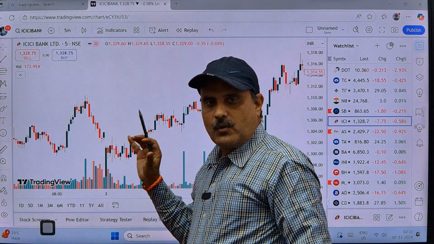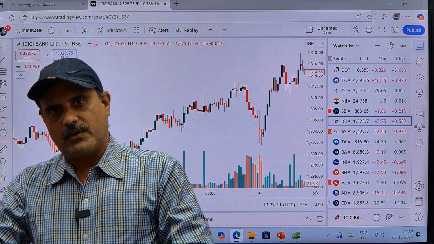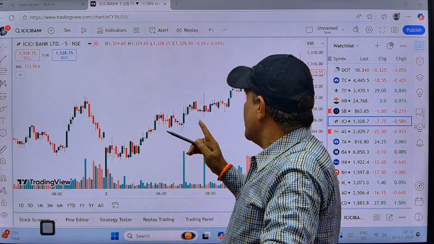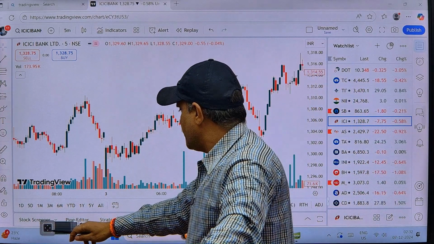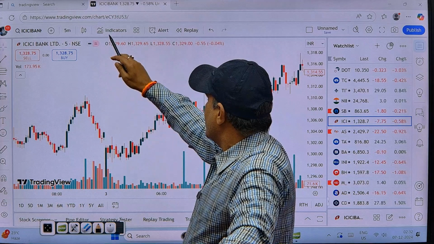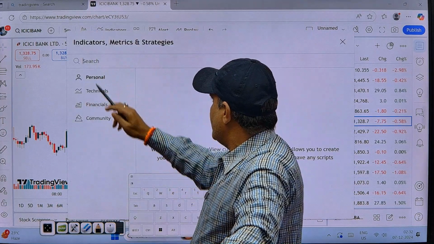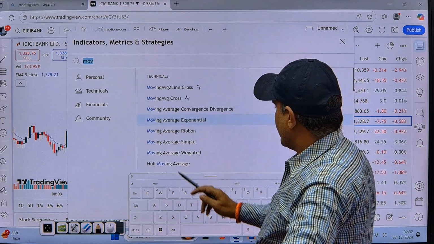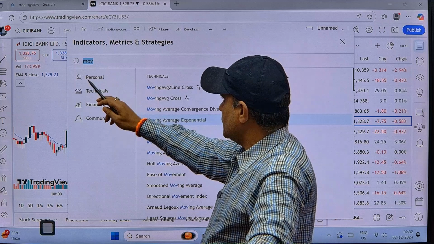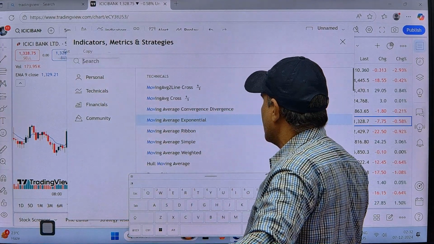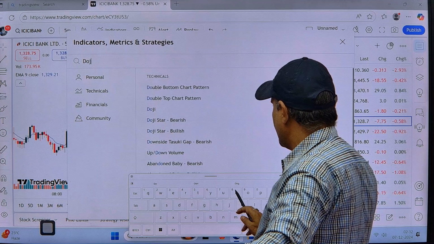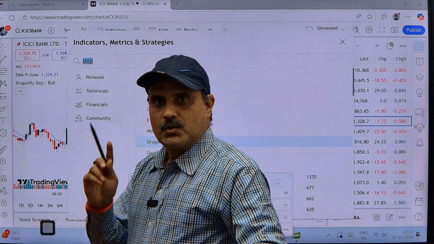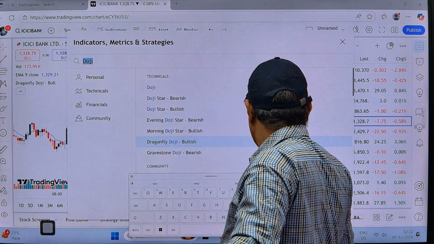TradingView is free of cost. You can just download it from the app store. We are going to put two indicators. One will be the exponential moving average, and the second will be the Doji, bullish Dragonfly Doji. We are going to put two indicators and we are going to close it.